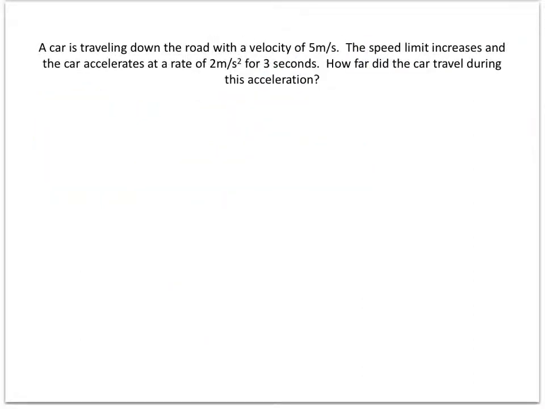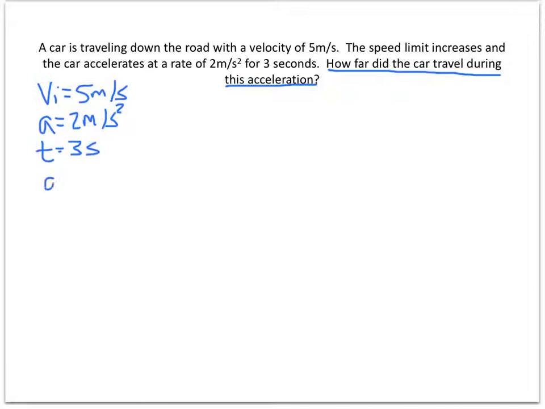Okay, so on to some more advanced problems. A car is traveling down the road with a velocity of 5 meters per second. The speed limit increases and the car accelerates at a rate of 2 meters per second squared for 3 seconds. How far did the car travel during this acceleration? So I'm looking for a displacement. So let's start by listing out our variables. The car is traveling down the road with a velocity of 5 meters per second. That's my initial velocity. The speed limit increases, meaning I'm going to have a higher final velocity. And the car accelerates at a rate of 2 meters per second squared for 3 seconds. How far did it travel?